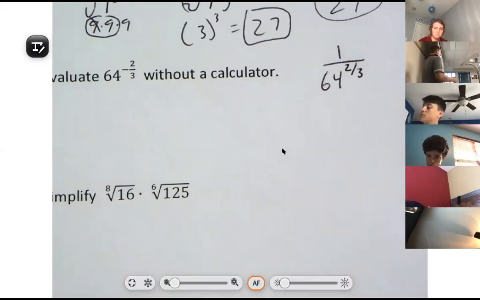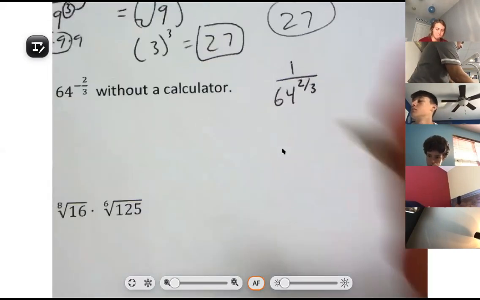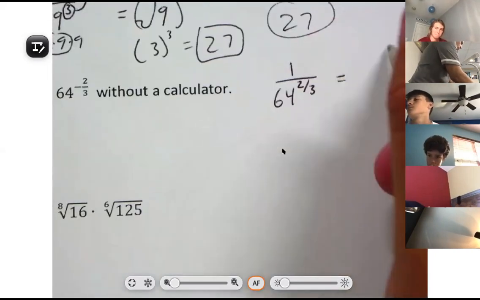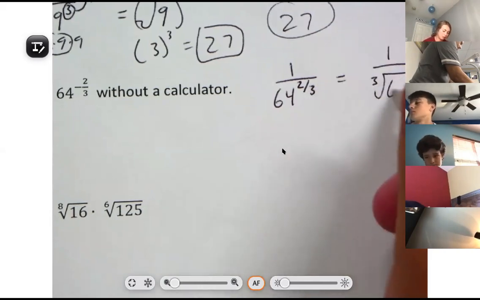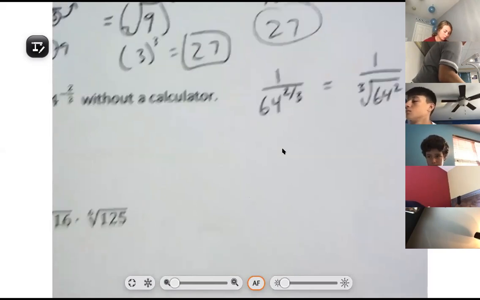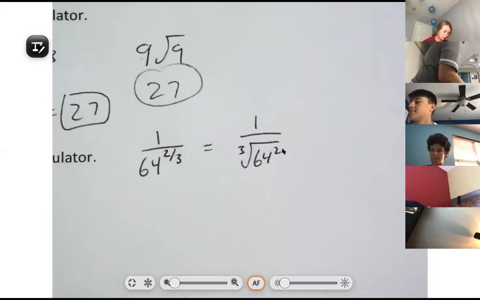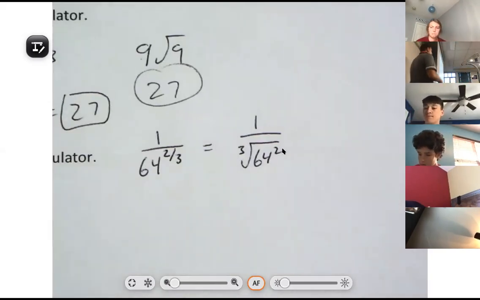It's going to be one over whatever we get, but now we gotta switch the form, right? Power over root. So we have 1 over the cube root of 64 squared. So we switch that form, power over root. And again, here's the deal. I have no idea what 64 squared is, and I'm not going to sit there and do lattice.